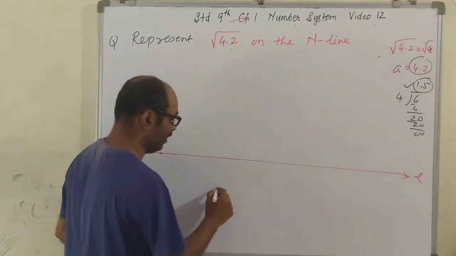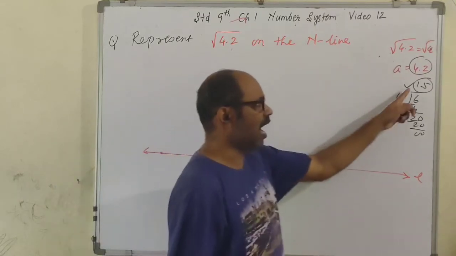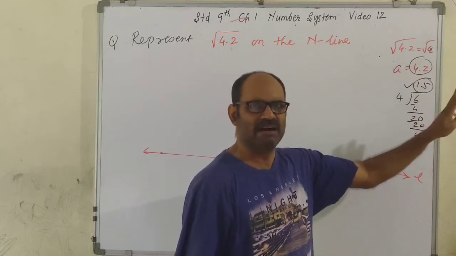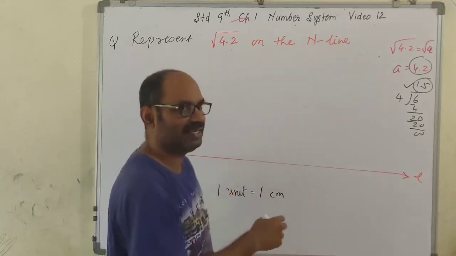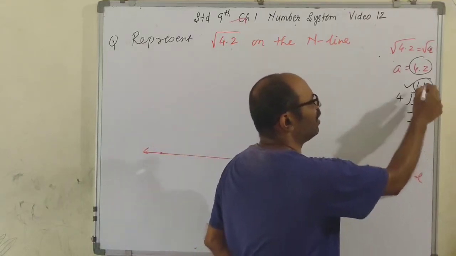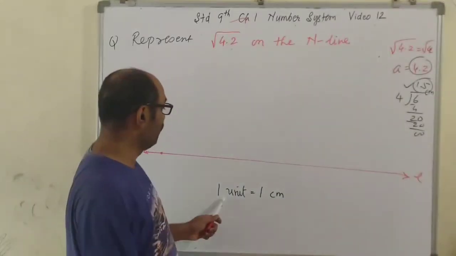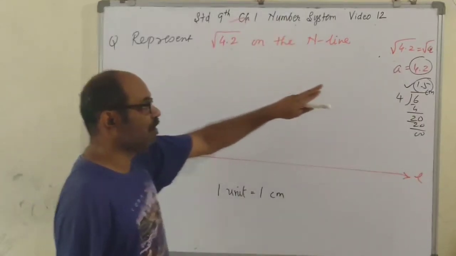So first I'll write the scale. 1 unit is equal to either 1 or 2. 2 may be bigger, so take 1 unit only. So 1 unit is equal to 1 centimeter. Whatever answer comes is in centimeter, but I'll not choose in decimal point. Okay. Because we chose 1 unit equal to 1 centimeter, it's very easy.